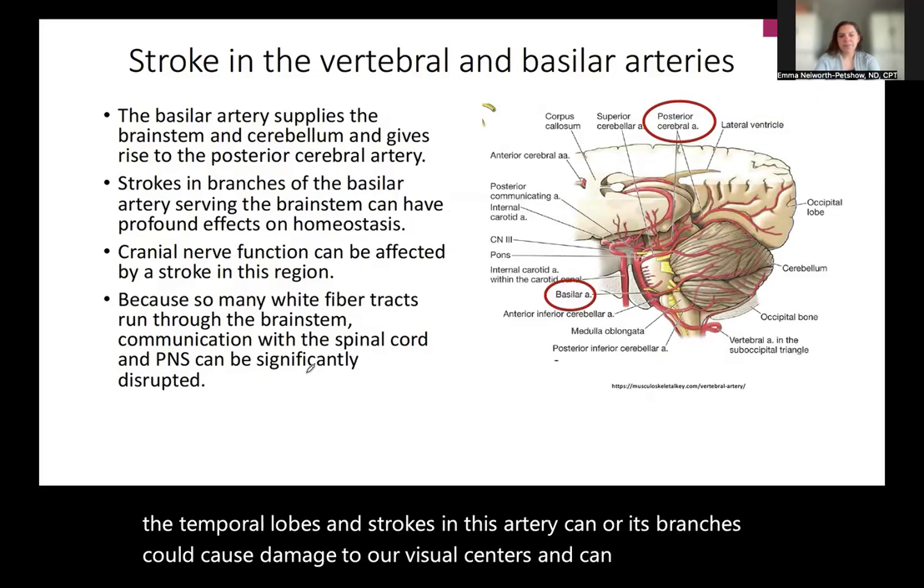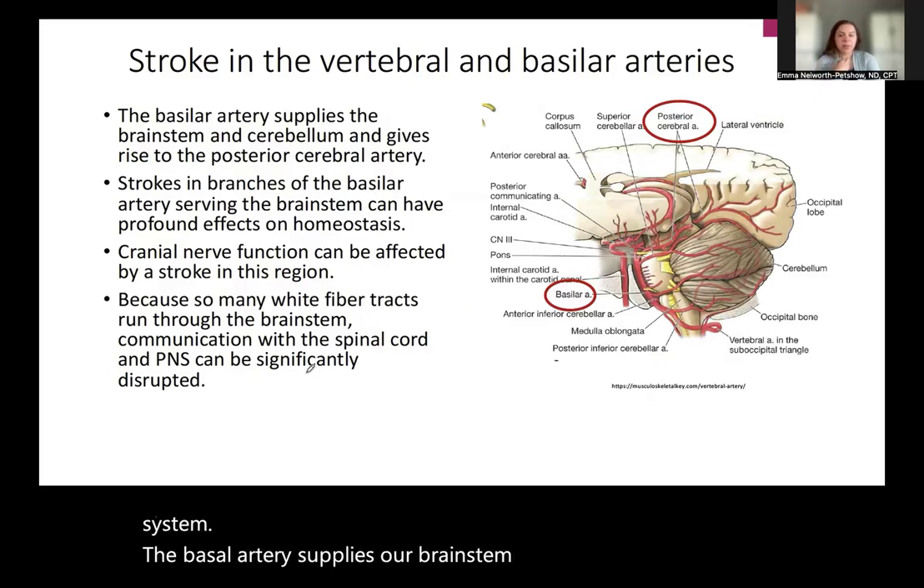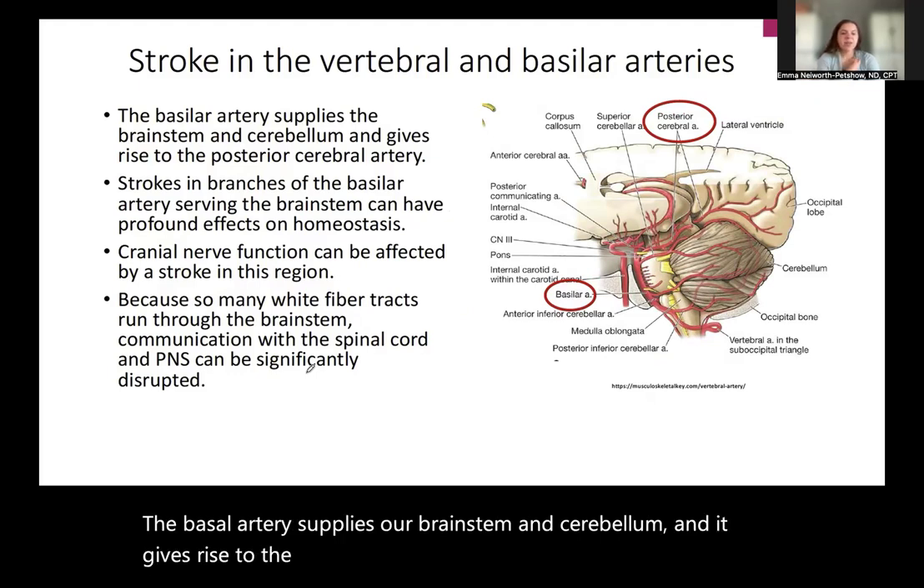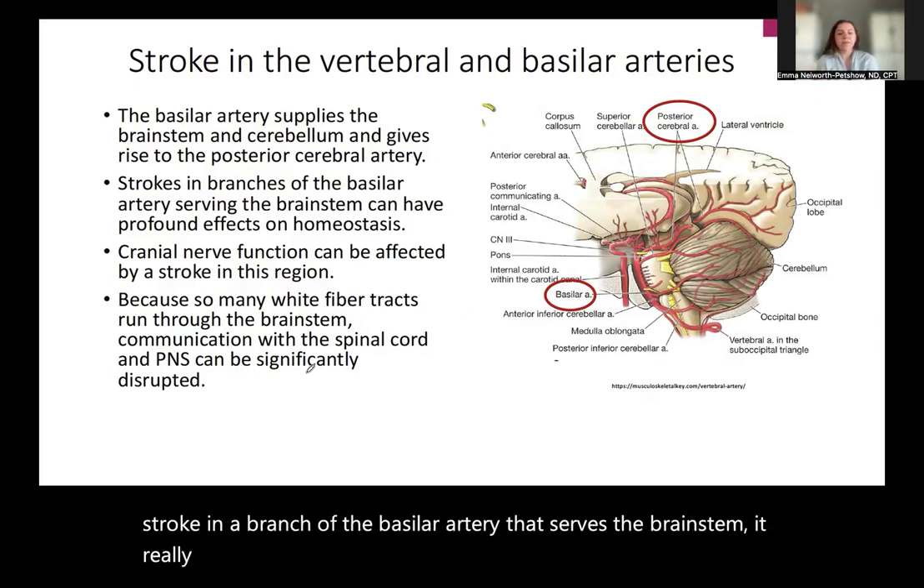limbic system. The basilar artery supplies our brainstem and cerebellum, and it gives rise to the posterior cerebral artery. So, if we had a stroke in a branch of the basilar artery that serves the brainstem, it really would affect homeostasis and underlying function.